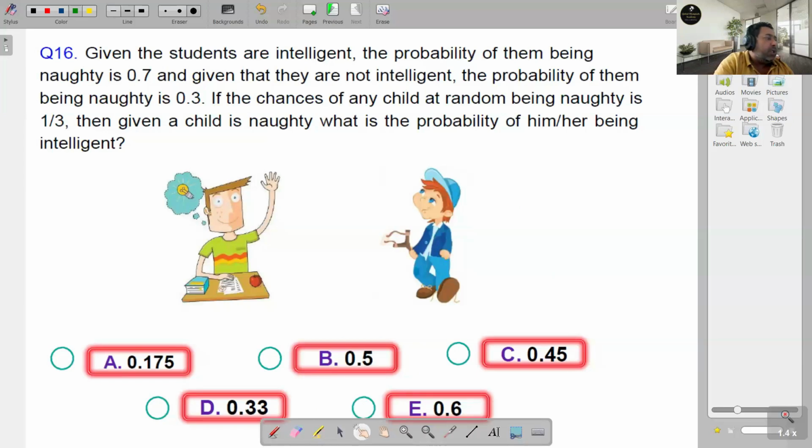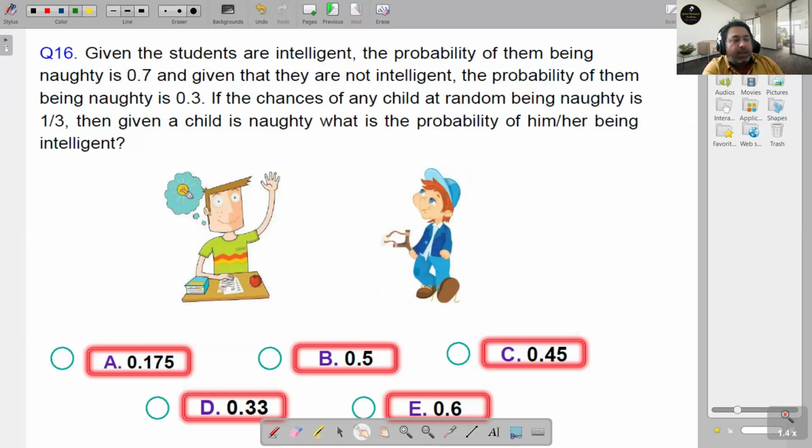Question 16. Given the students are intelligent, the probability of them being naughty is 0.7. And given that they are not intelligent, the probability of them being naughty is 0.3. If the chance of any child at random being naughty is 1 by 3, then given a child is naughty, what is the probability of him or her being intelligent?